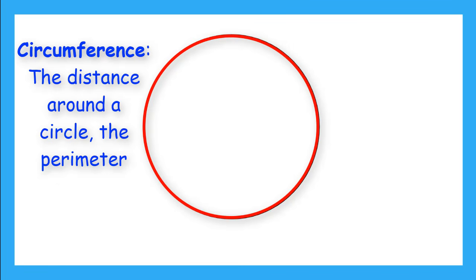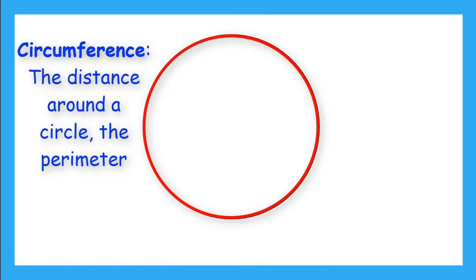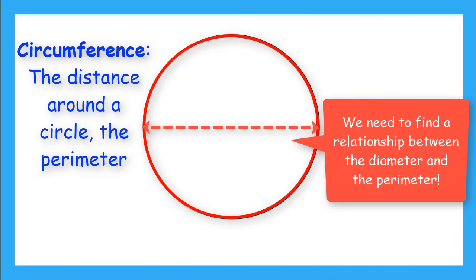We call the perimeter of a circle the circumference. The circumference is the distance around the circle. Since there are no sides on a circle, we can't use our formula for perimeter where we add the lengths of all the sides. Instead, we have to find a relationship between the diameter of the circle and the perimeter of the circle.